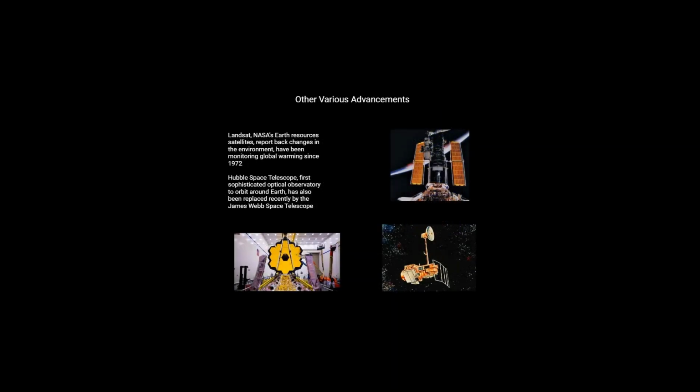Okay. Other various achievements. Landsat, NASA's Earth Resources satellite, reports back changes in the environment and has been monitoring global warming since 1972. Recently, they sent up another Landsat in 2013 to replace the almost 50-year-old satellites. And then the Hubble Space Telescope, which was the first sophisticated optical observatory to orbit around Earth, has also been replaced recently by the James Webb Space Telescope.